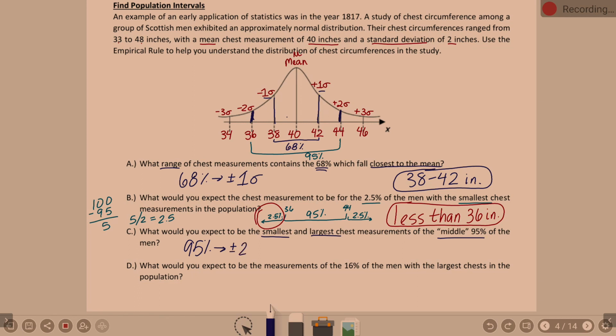Okay, so that is catching on that they use that key value of 95%. 95% takes you out 2 left and 2 right. 2 left is 36 inches. 2 right is 44 inches.